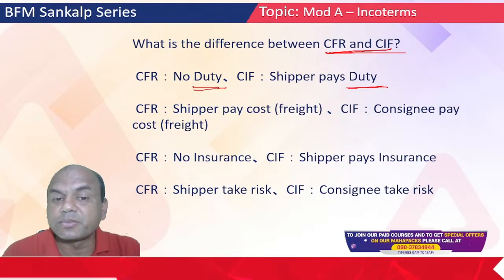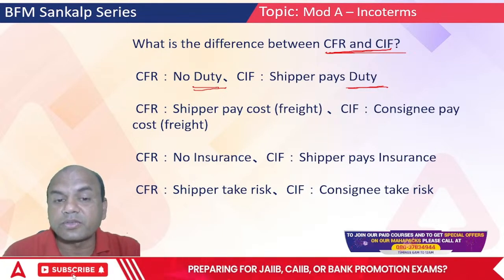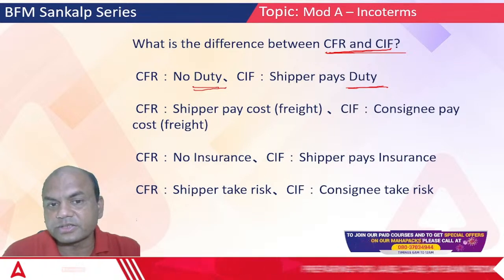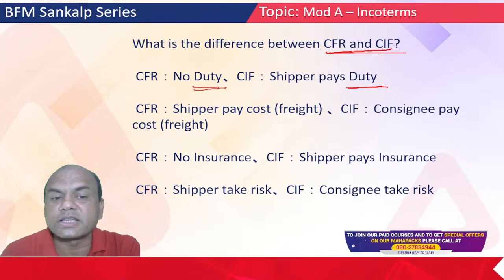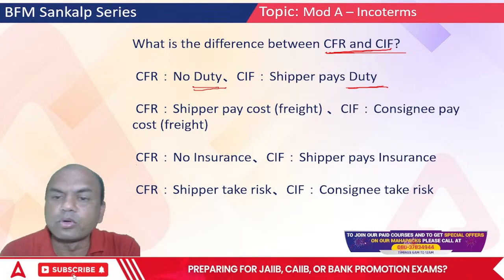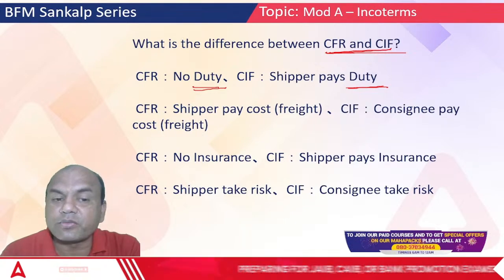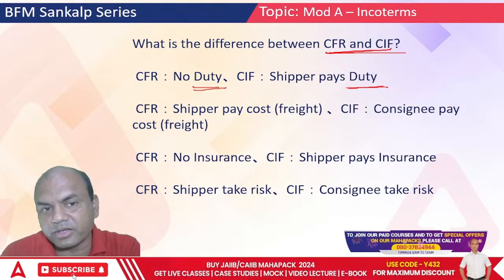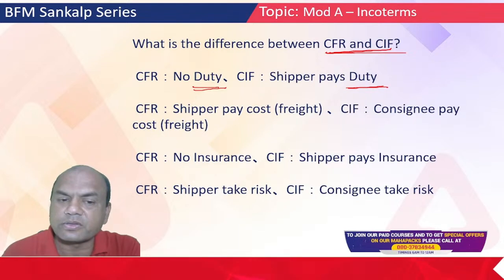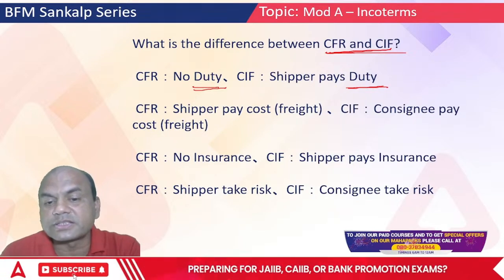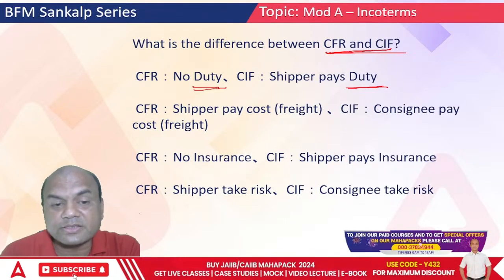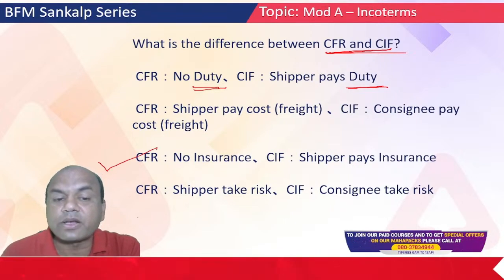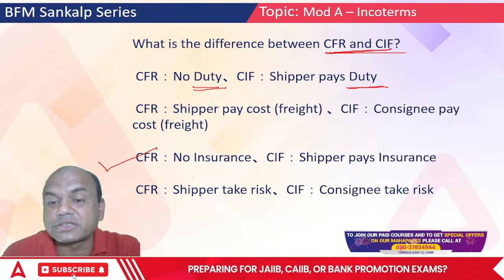Shipper means the shipping company, or in fact the seller. So shipper pays the cost, freight, and here consignee pays the freight. Nothing like this. Both of them are cost and freight. The seller pays the freight over here, right? In both CIF also and CFR also. CFR, no insurance, and CIF, shipper pays the insurance, means seller. Now this is right.